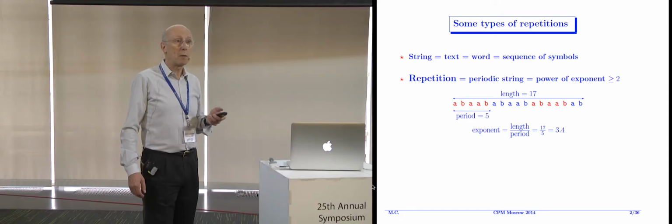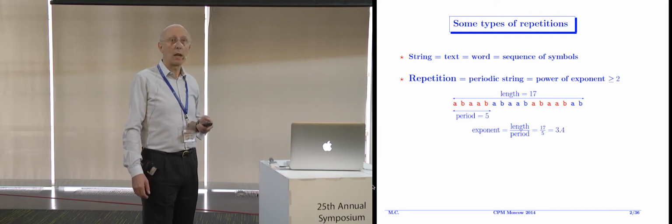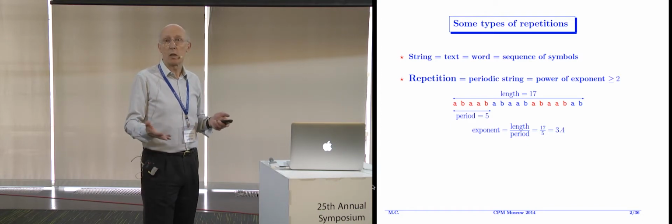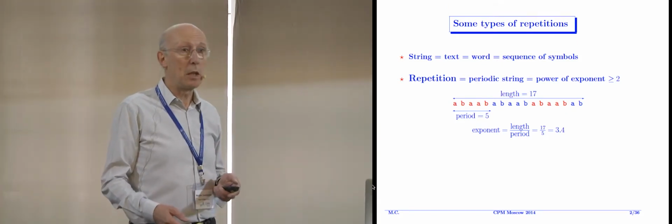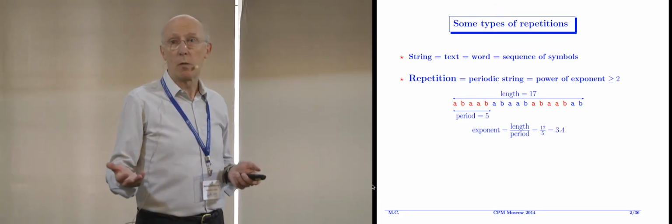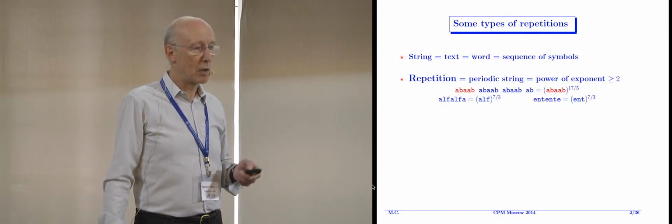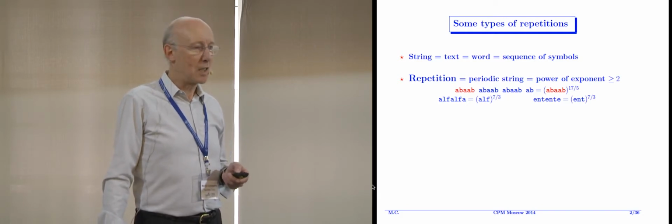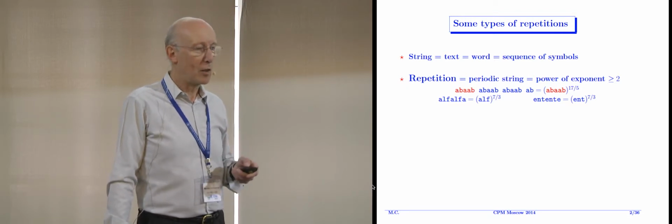A certain number of times can be made more precise if you take the length of the string over its shortest period. Here you have 3.4, so it means that the root of the string, which you call the period of the string, AB, repeats 3.4 times. Okay, so it's a precise definition. In real life, we have very few words having this type of exponent, like alfalfa, or entente in French.